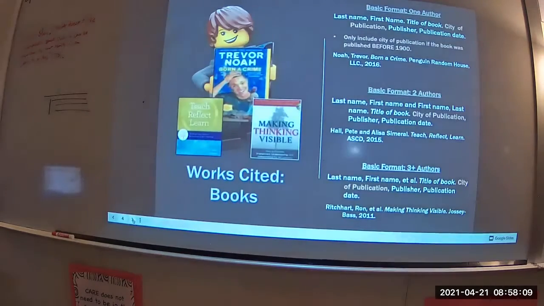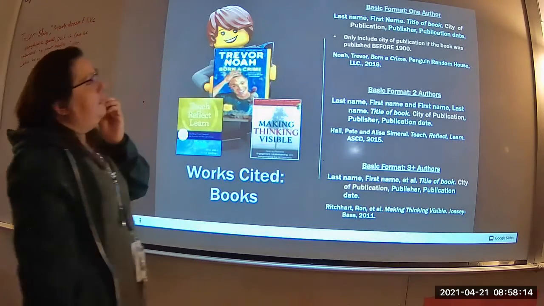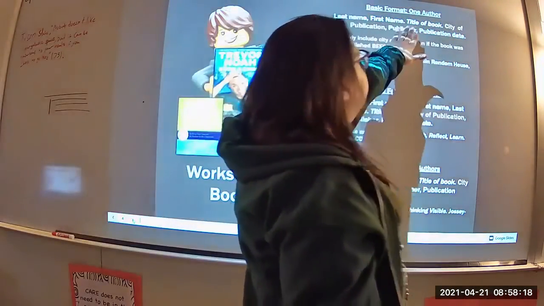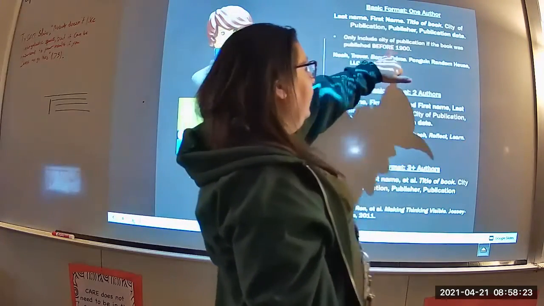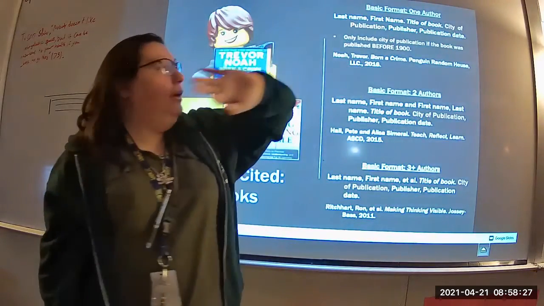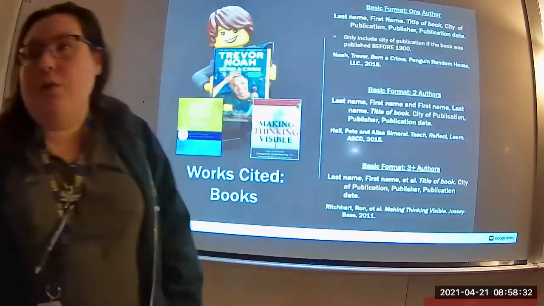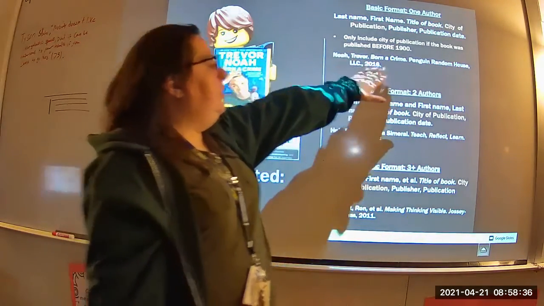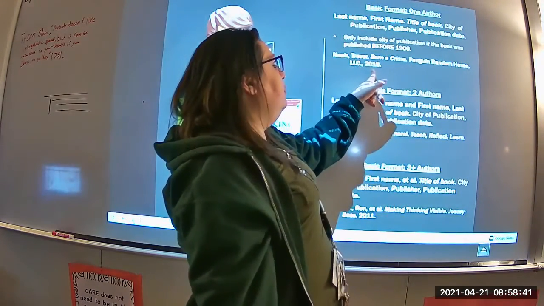So the basic format for one author. So remember the Trevor Noah book? The way you set that up is last name, first name, the title of the book in italics, the city of publication, only if the book was published before 1900. Okay. And then the publisher and publication date. So for the Trevor Noah book, it's Noah, Trevor, Born a Crime, period. It was by Penguin Random House, LLC, and then 2016.